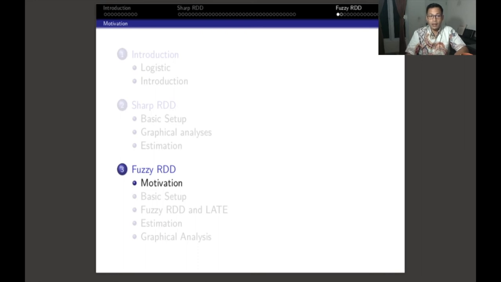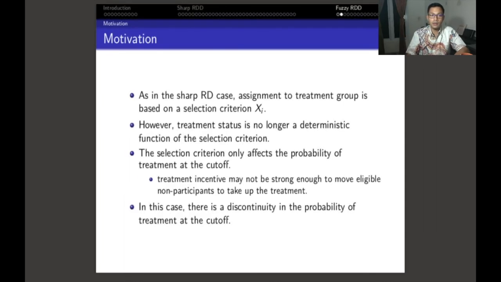Okay, welcome back to the second part of the lecture where we discuss the fuzzy regression discontinuity design. This is an extension of the sharp regression discontinuity design that we discussed earlier. However, in this particular case, the discontinuity is on the probability of receiving the treatment. Okay, so let's see the subtle difference between the sharp and the fuzzy regression discontinuity design.